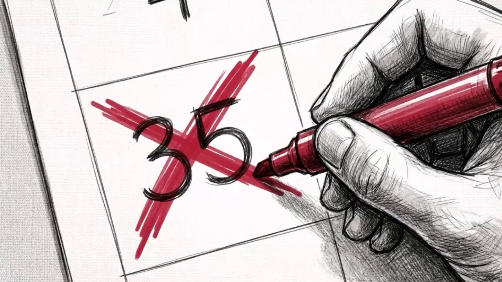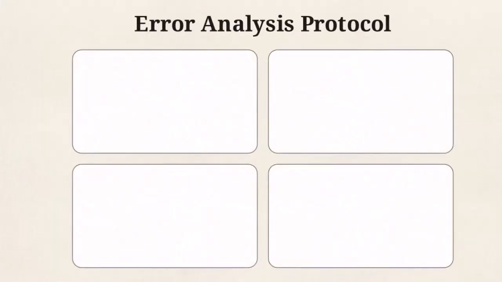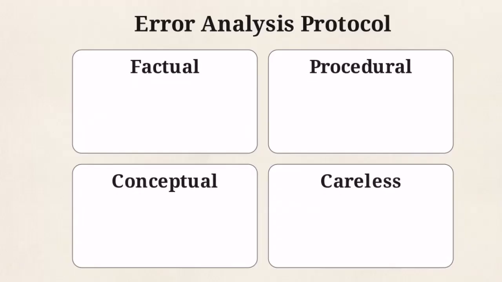Marking the problem with a red X confirms the final answer is incorrect, but it offers no insight into the specific point where the mathematical process broke down. To find that breakdown, use the error analysis protocol. It categorizes mistakes into 4 types: factual, procedural, conceptual, and careless.